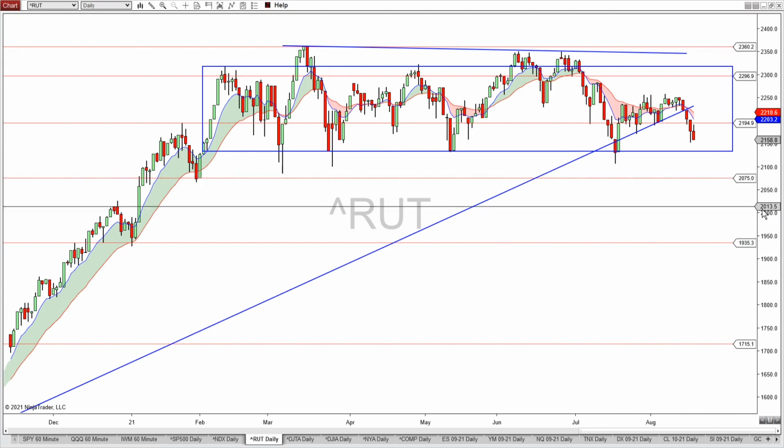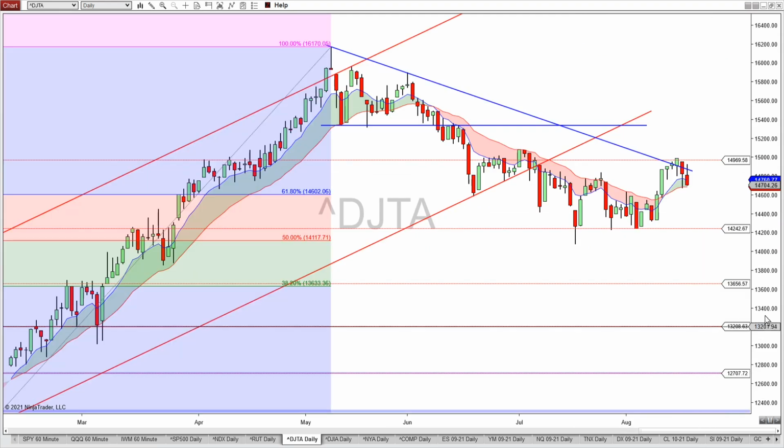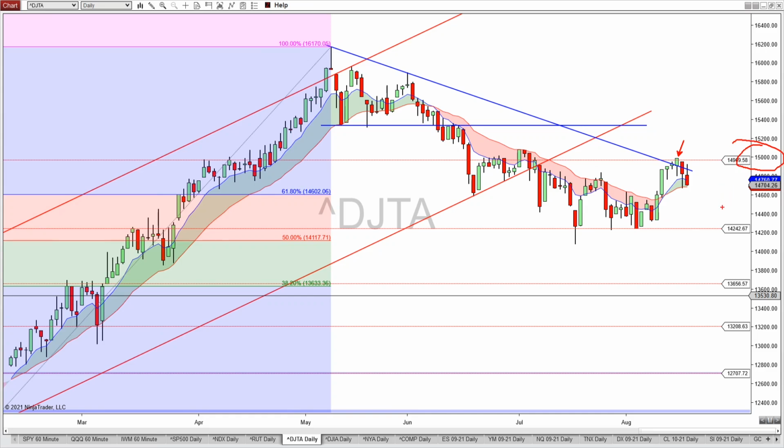find support here, 2075. And for the Dow Jones Transportation, it came close on Monday to reclaiming that 15,000 area, but it did not take out the 15,000 and then came back down. So we'll see would it be able to make another attempt to reclaim the 15,000. If it's not, if it continues to come down, then look for this 14,042, basically these lows, look for a potential retest.